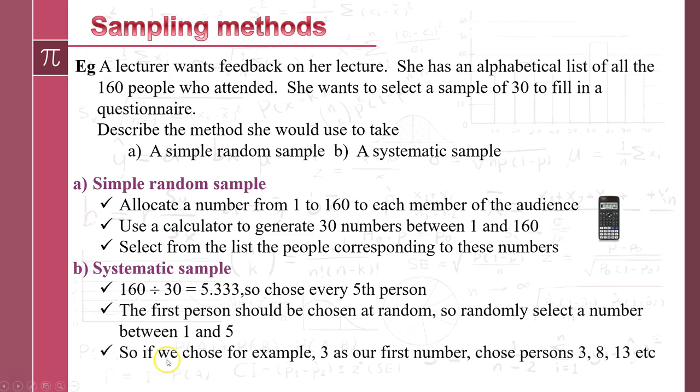So for example, if we get 3 as our first number, the 3rd person on my list will be the first person to choose. And then I'm going to choose every 5th person after that. So that'll be person number 8, person number 13. And so on and so forth. Okay, so that's a quick example of a simple random sample and systematic sample.